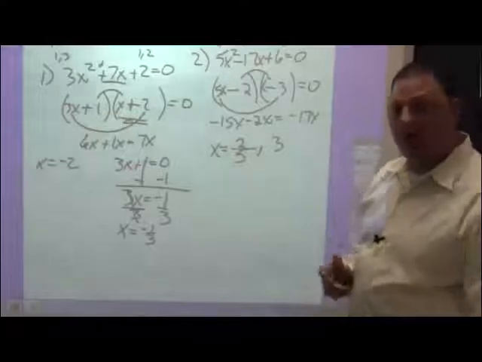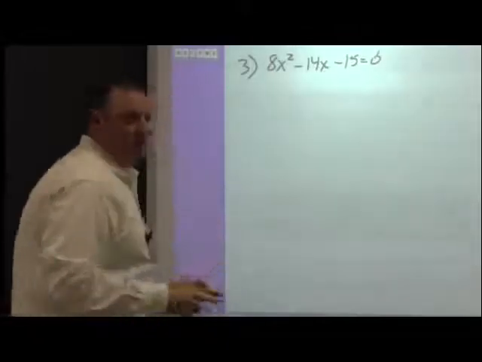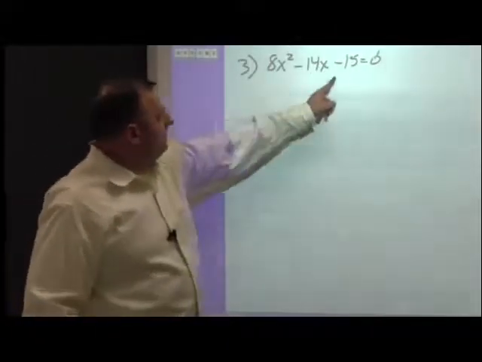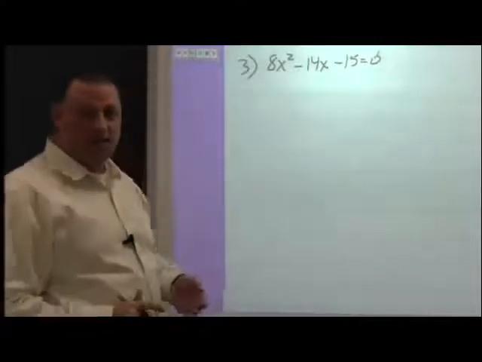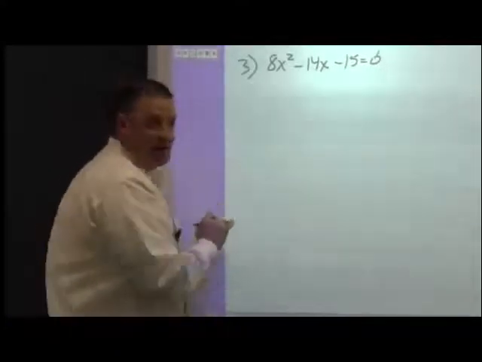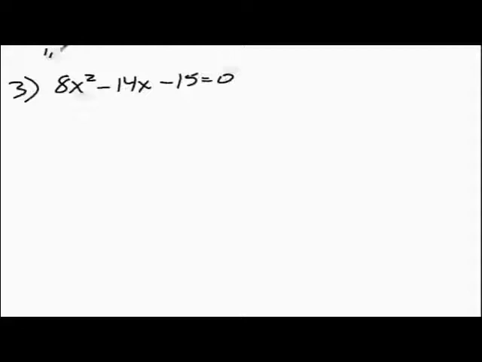Now let's try one more that's harder. 8x squared minus 14x minus 15 equals 0. Okay, first always check. Does 8 go into all those? It doesn't. That means you got a guess and check situation. Let's go ahead and list the factors of 8. Well, 1 and 8, 2 and 4. So those are the possible front numbers that you're going to put in. For 15, you got 1 and 15 and 3 and 5.